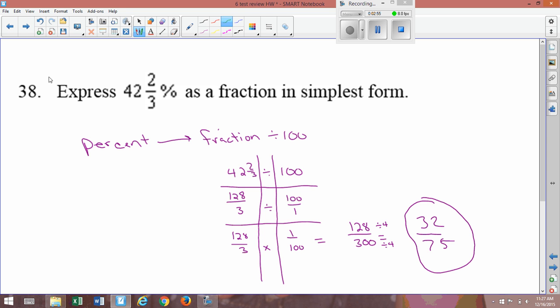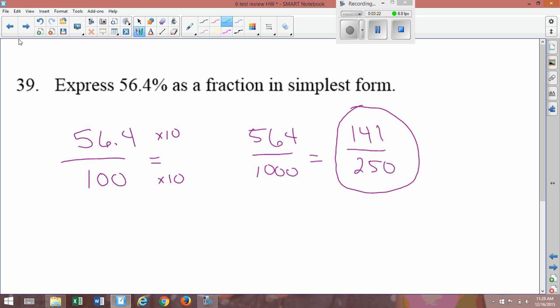Express 42 2/3% as a fraction in simplest form. Again, if you're going from a percent to a fraction, you're dividing by 100. So you have 42 2/3 divided by 100. You get 128/3, which divided by 100, you can't do it, so we keep, change, flip. 128 over 3 times 1/100 to get 128 over 300, which reduces down, if you divide by 4, to 32/75.